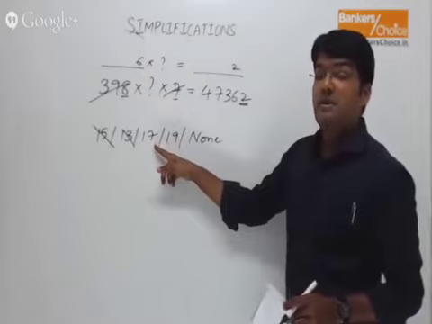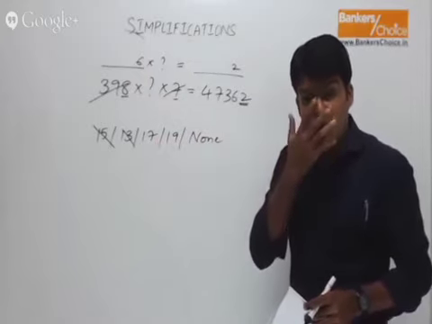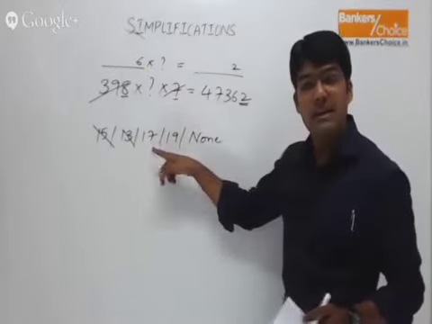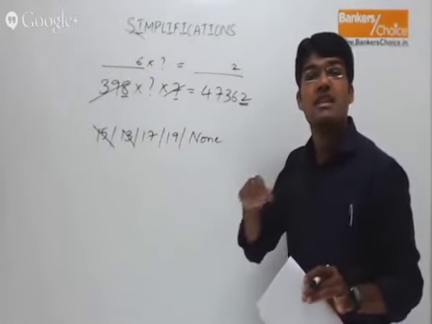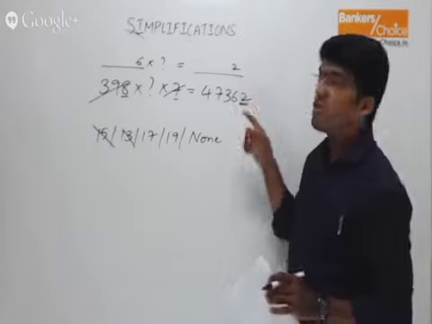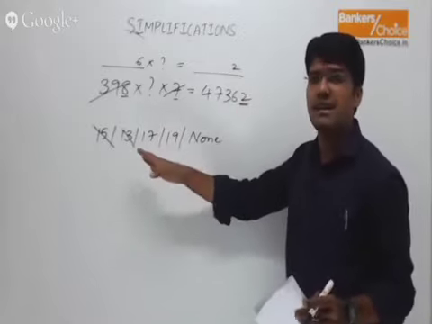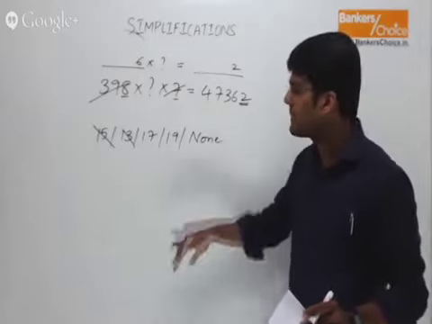6 into 7, units place here. 6 into 7, 42. 42 ends in 2. That means this number when multiplied by 17 will result in an answer which ends in 2. Here also we have something ending in 2. So possible. This is possible. We cannot say that that's the right answer at this point of time, but possible.